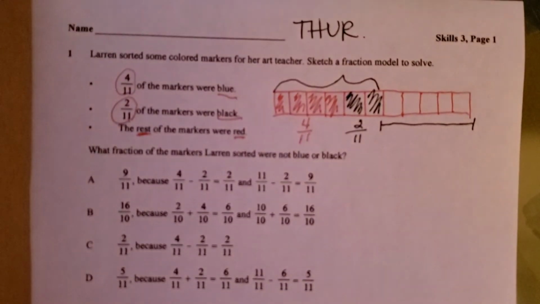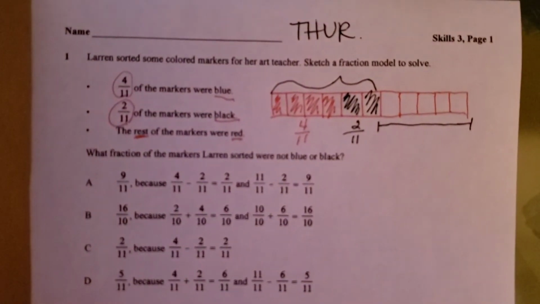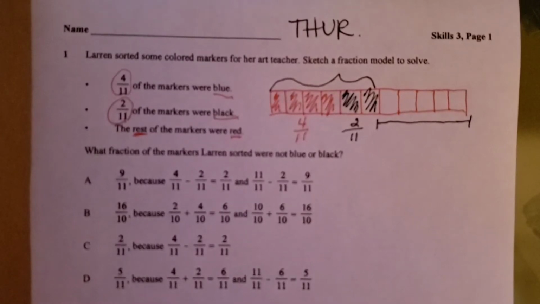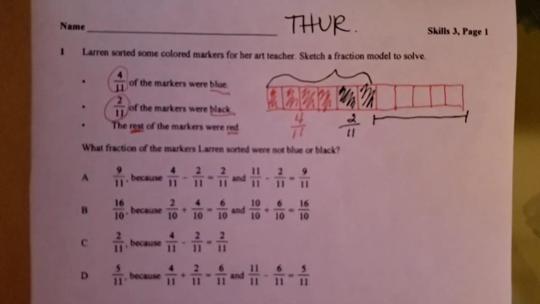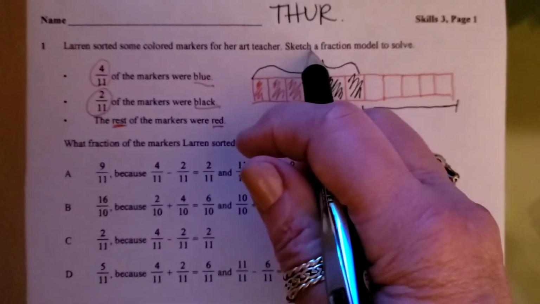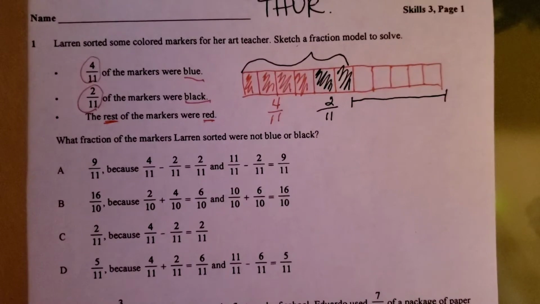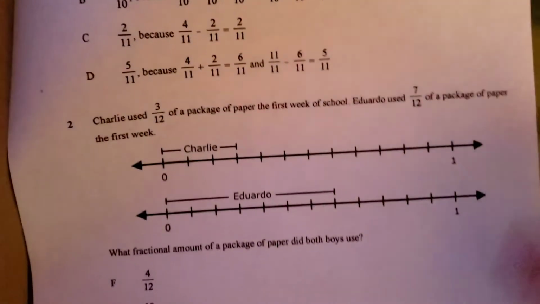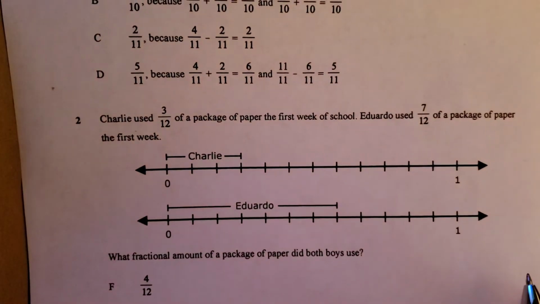All right? So I'm going to let you finish that one. I think I've given you enough information that you can pick the right one. All right? Remember, always draw a model. It said sketch a fraction model to solve. All right? On the bottom, we have a number line. And you can use the number line to sketch as well.